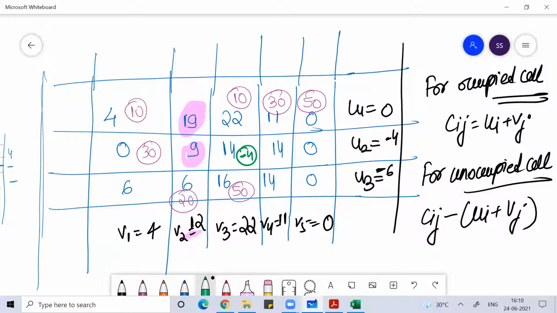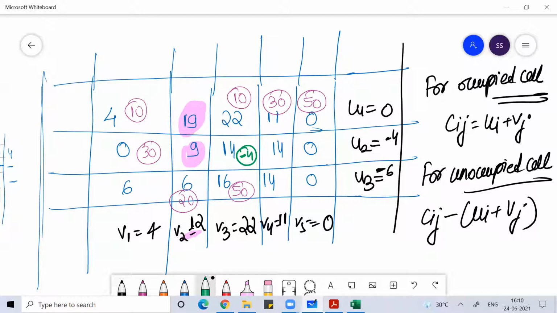So that is your concern. Now 11 minus 4 is 7, that is less than 14. Done. Then 0 minus 4 is minus 4. 0 minus minus 4 is plus 4. Then 4 minus 6 is minus 2. 6 minus minus 2, positive. 11 minus 6 is 5. 14 minus 5, positive. 0 minus 6 is minus 6. 0 minus minus 6, positive. I hope this part is clear with you.